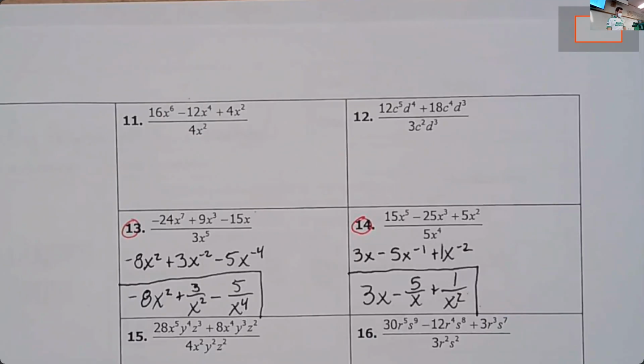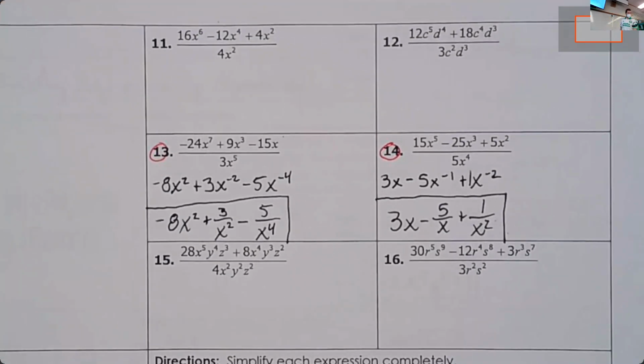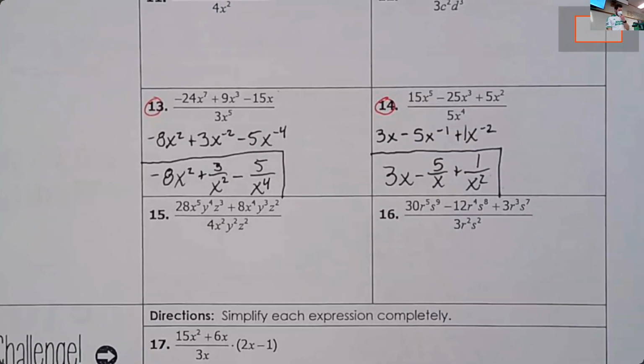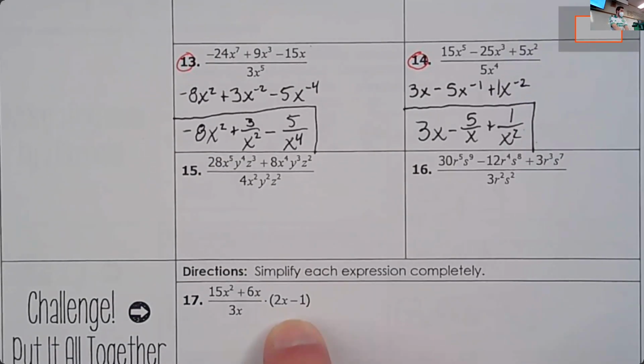All right. That's it for number 14. We're skipping 15 and 16. And then 17 through 20 is going to be basically a combination of the things we've been doing the last 4 days. So let's go ahead and check this out. Number 17, we're going to end up distributing into the 2x plus 1. But before we do that, we need to simplify the fraction.